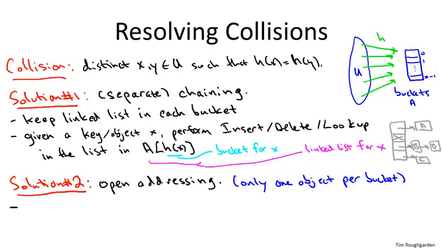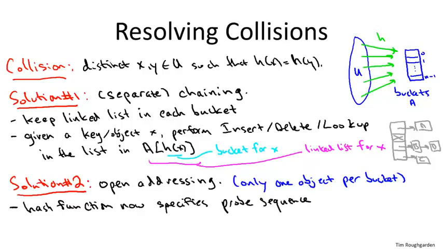So what you're going to do is you're going to probe the hash table in some other position. So a hash function is now going to be replaced by a hash sequence, where the hash function tells you the first bucket to try to insert Daniel, failing that, a second bucket in which to try to insert Daniel, failing that, a third bucket to try to insert Daniel, and so on. And you just keep trying until you find an open position somewhere in the array.